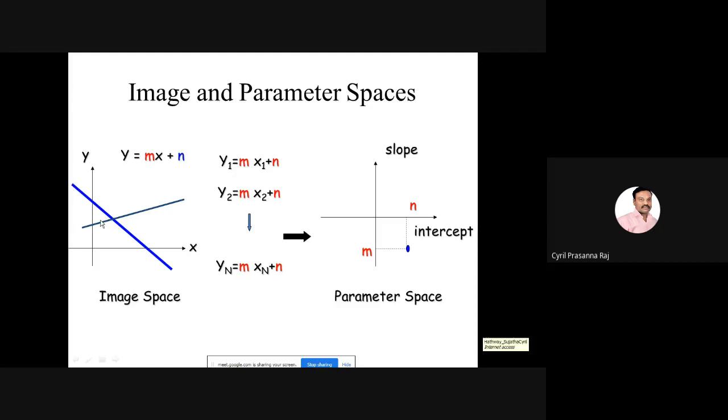Suppose you have another straight line. Its slope will be different compared to the straight line you have here, because the slope and y-intercept of this straight line and the slope and y-intercept of that straight line are different. You may come across two different corresponding points in this parameter space. Let us go into the details of this and further understand the Hough transform.